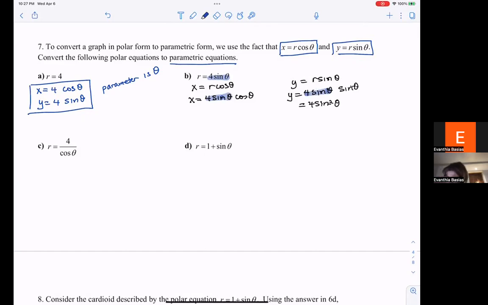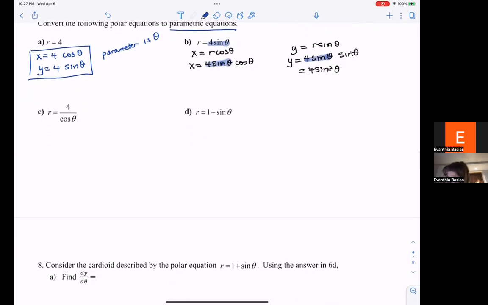All right, now the same is true in the next one. x equals r cos theta, y equals r sine theta. And remember, C comes before S in the alphabet, so x comes before y. That's how I remember it. So I get x equals 4 over cosine theta times cosine theta, which is just 4, and y equals 4 over cosine theta times sine theta. Okay, and of course we could simplify that.